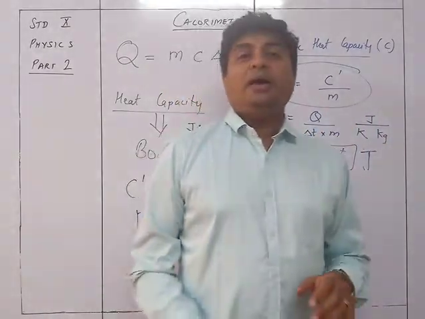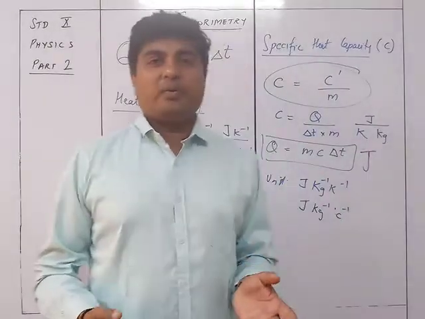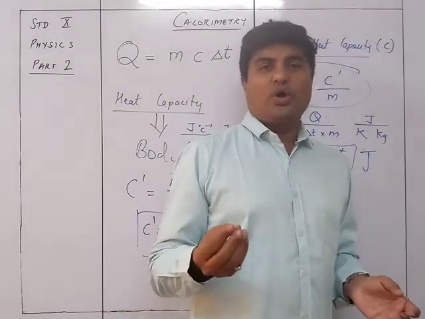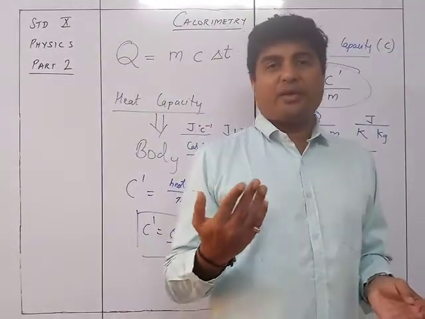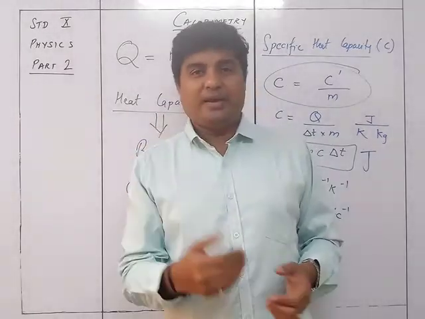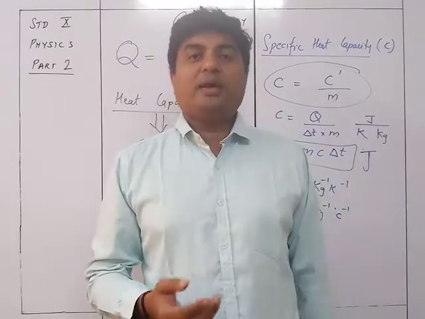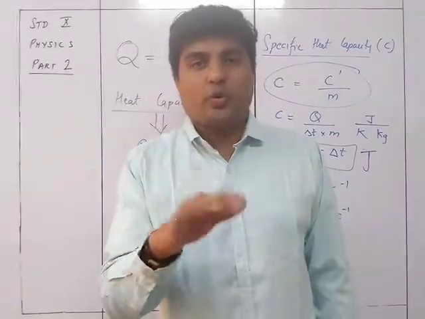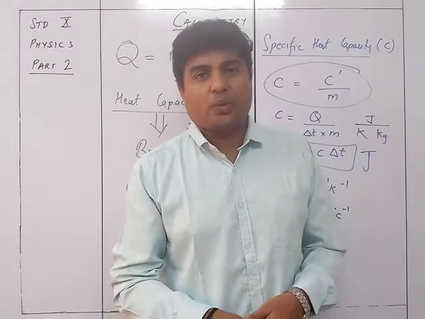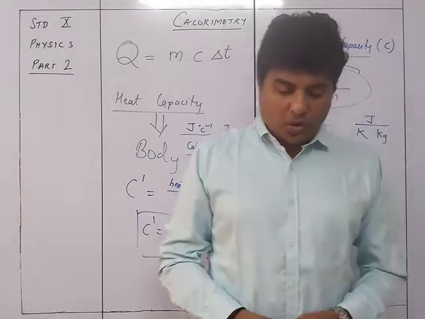So that's why, in water and copper, copper will require 0.4 joule of energy to raise 1 gram of copper by 1 degree Kelvin. But if we take 1 gram of water, it will take not 0.4 but 4.2, almost 10 times more heat than copper.